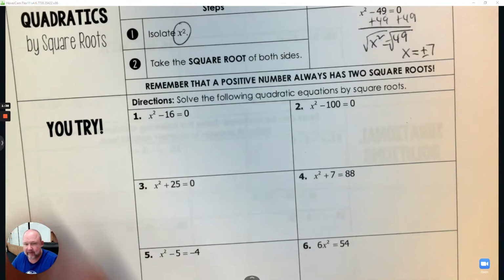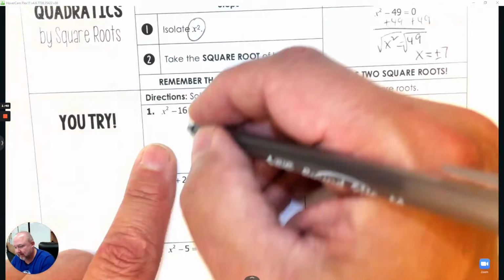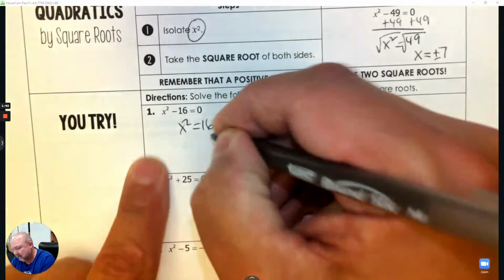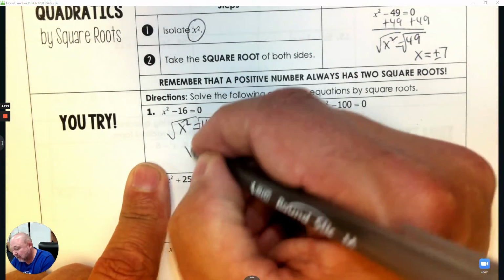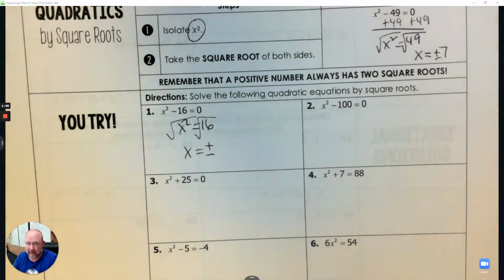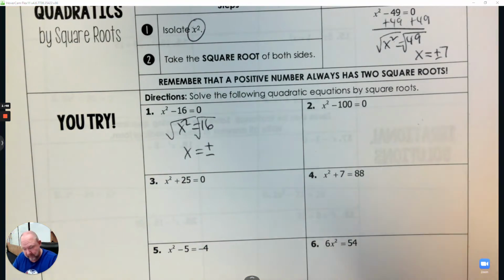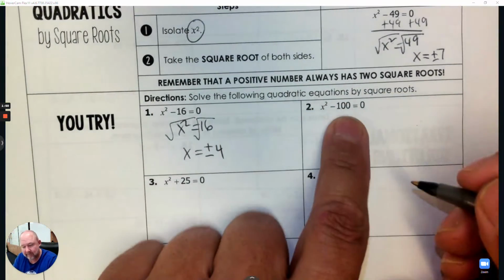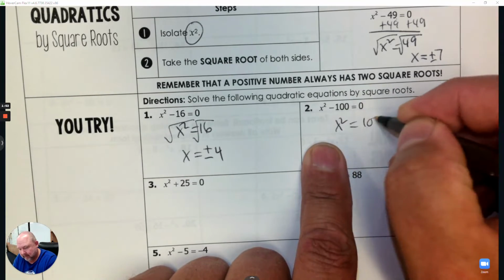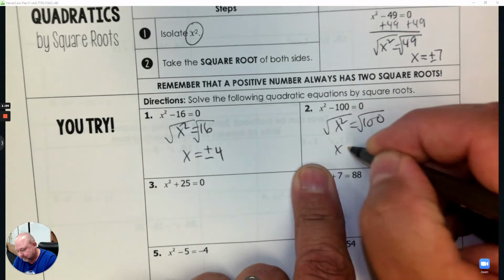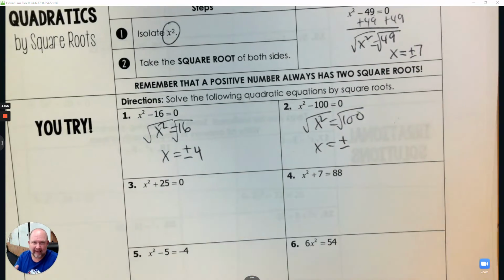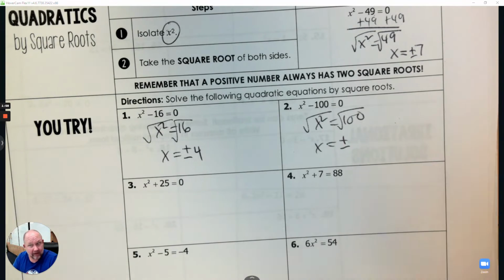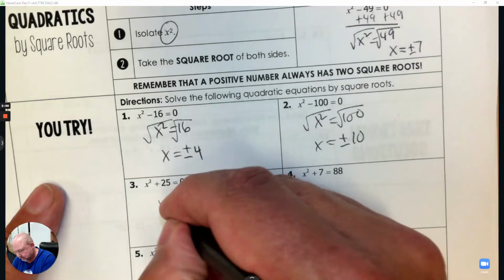All right, here we go. I want to isolate the x squared, so I'm going to add 16 to the other side, and then I'm going to square root. I'm going to remember the answer could be positive or negative, and then what number times itself is 16? I'm going to add 100. I'm going to square root. When I solve a quadratic, the answer can be positive or negative. What number times itself is 100?